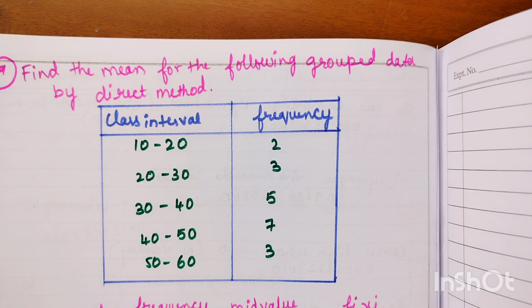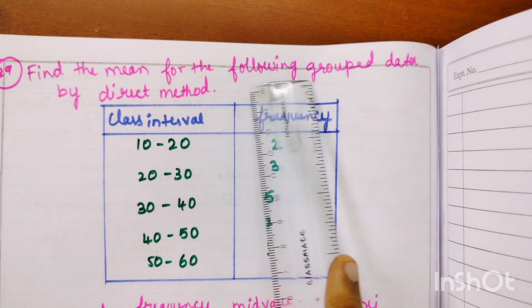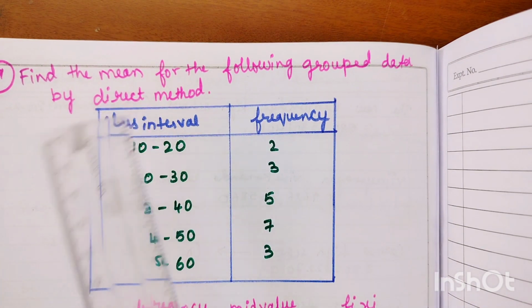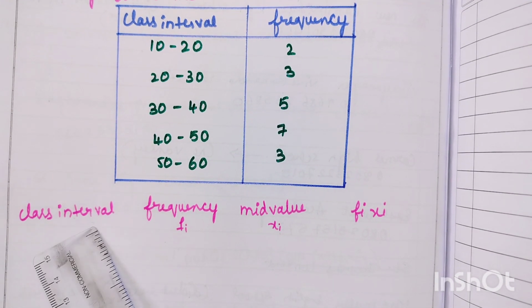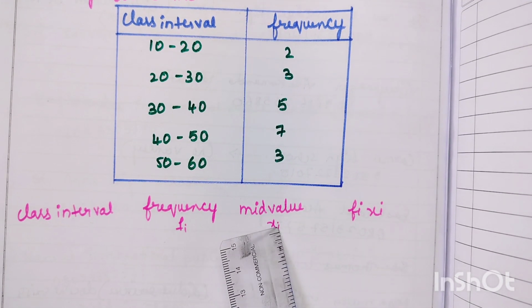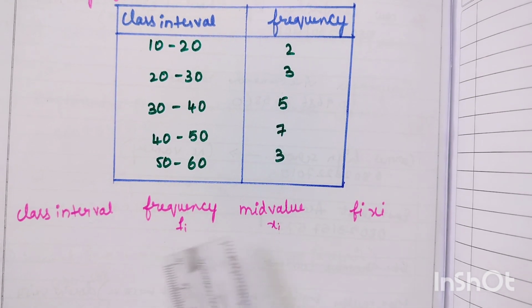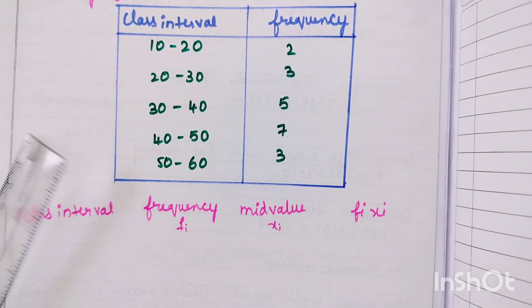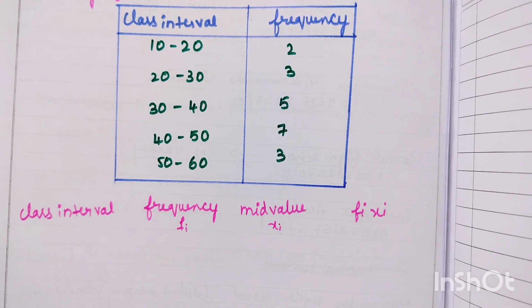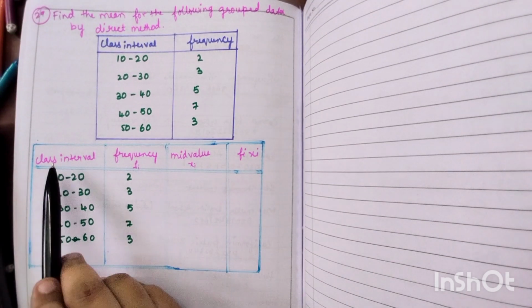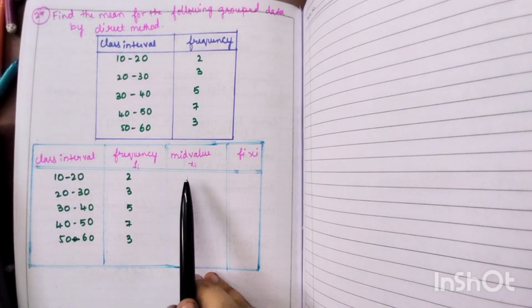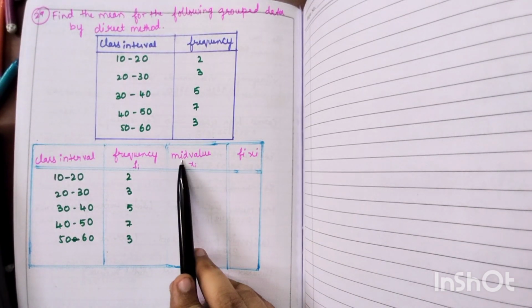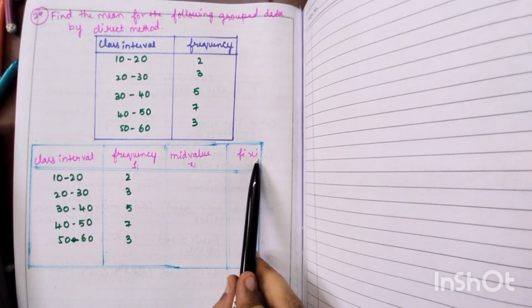So the question here given is find the mean for the following group data given by direct method. So first let's write the columns class interval and frequency, mid value and fi and xi. It is nothing but multiplication of these both. First let's draw the table. Table is very important. Without drawing table you are not going to get marks. Now I have written all the things, so class interval, frequency and all. So 2 are extra, that is nothing but a mid value and fi into xi.